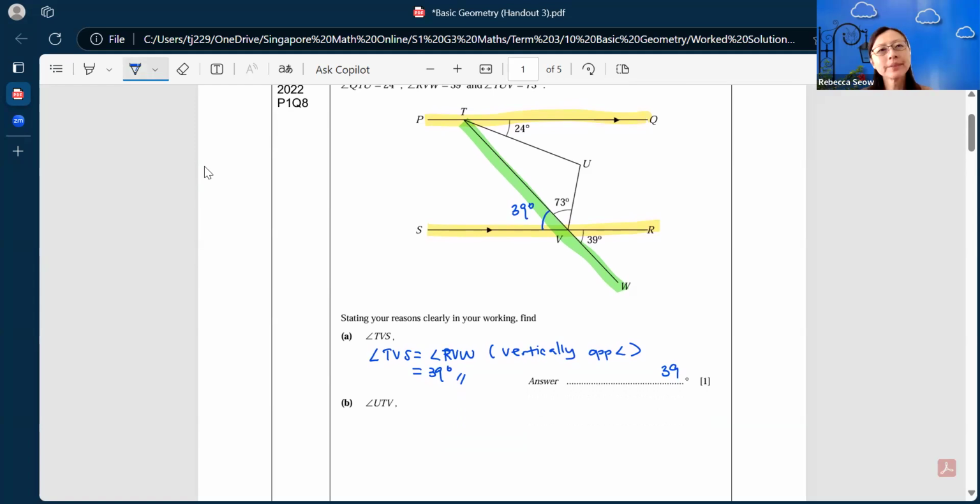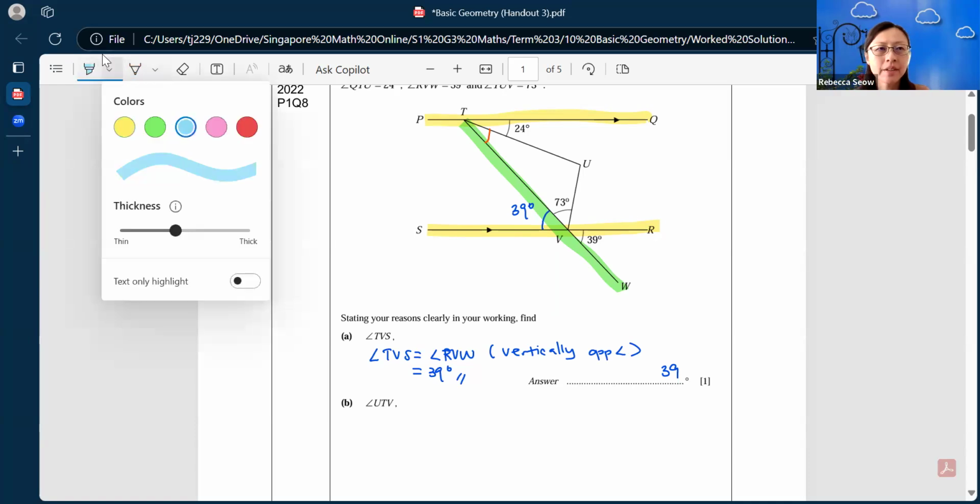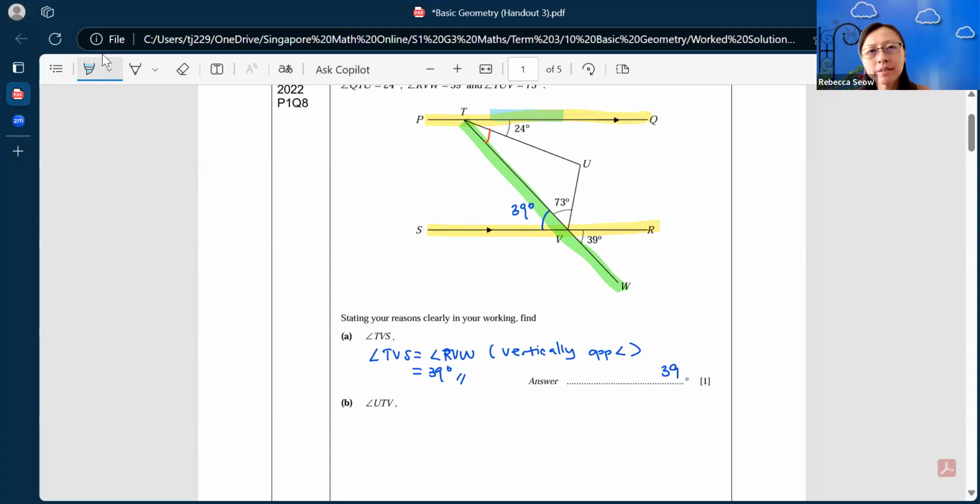Next, we want to find angle UTV. Let me use another color to represent it. UTV refers to this. Are we able to find any angle within the triangle? Maybe not, so we have to consider something else. We could actually find an alternate angle. Are you able to spot an alternate angle?